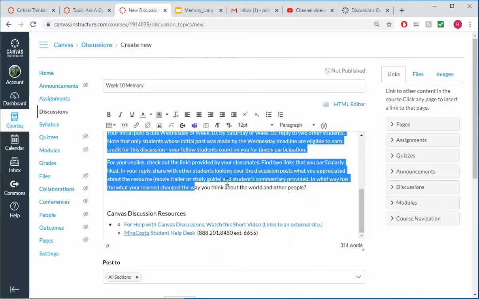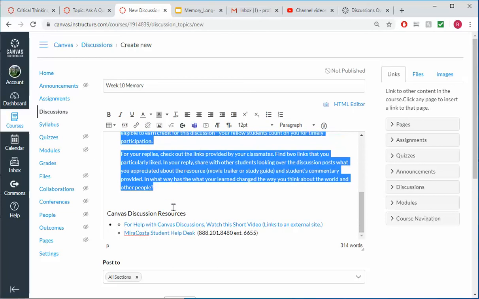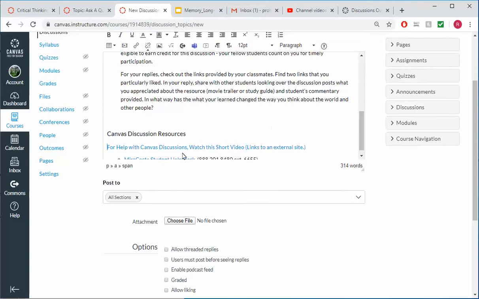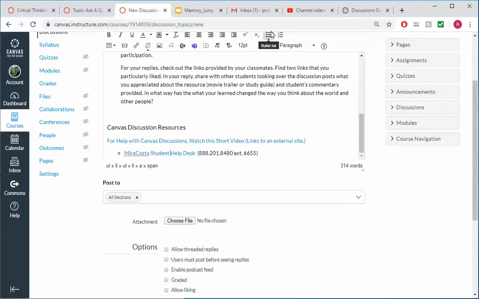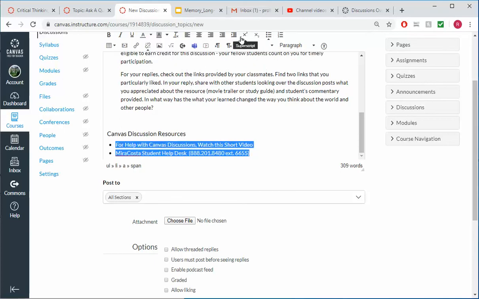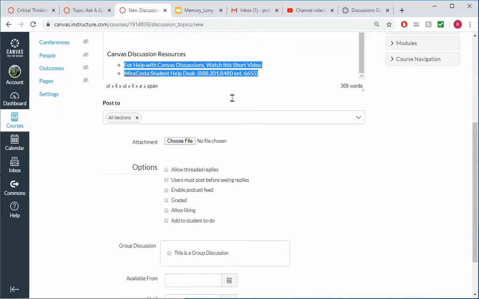Come on down to this stuff, indent, and likewise. Let's see here, we're going to unbullet it because it didn't do a very good job of copying that bulleted list. We're going to get rid of the links to external site. We're going to kind of clean this up. Now that it's cleaned up, we'll go ahead and bullet it and indent it, and we're good.